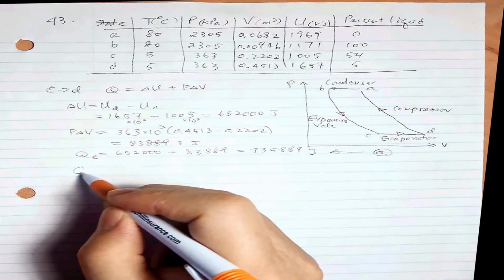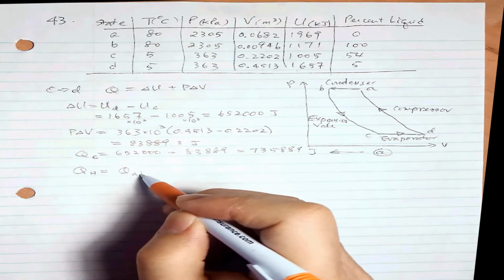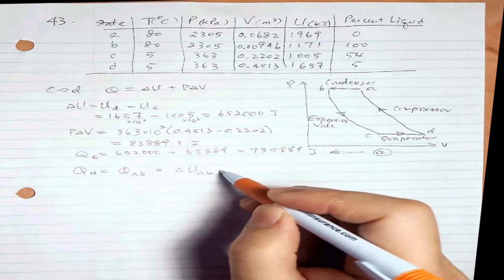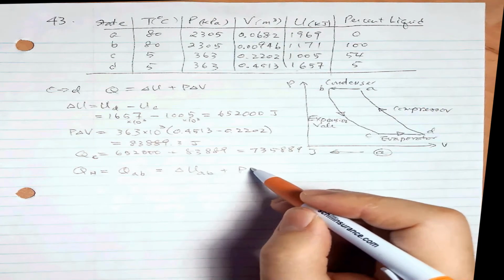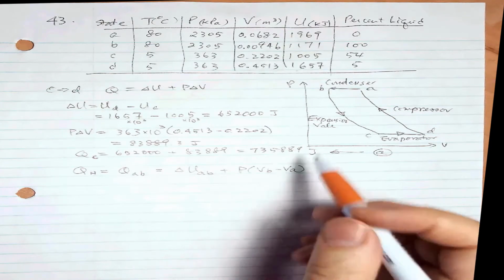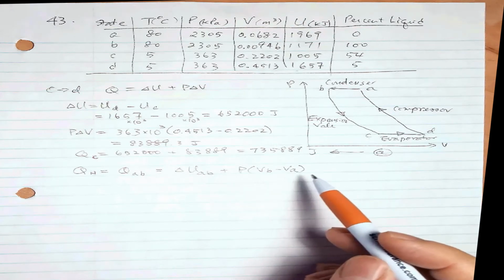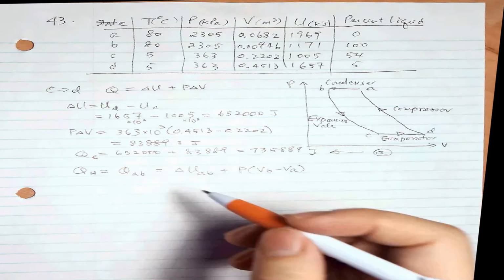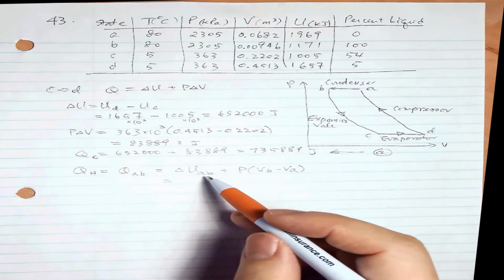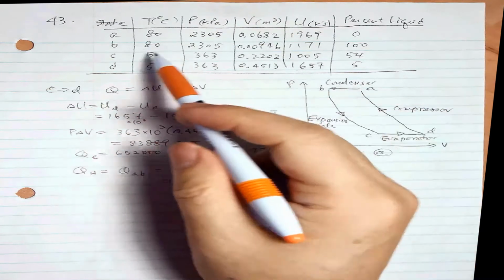So the way, therefore, is to find out what Q high is, which is the Q from A to B, which is the change in internal energy from A to B, plus the work done, in this case P times VB minus VA. Now you can see that VB is actually smaller than VA, so this will be a negative, which means work is done from the environment on the system. Anyways, let's figure out delta U AB. So it's UB minus UA.